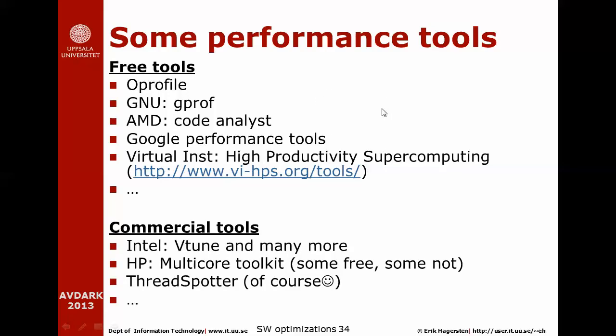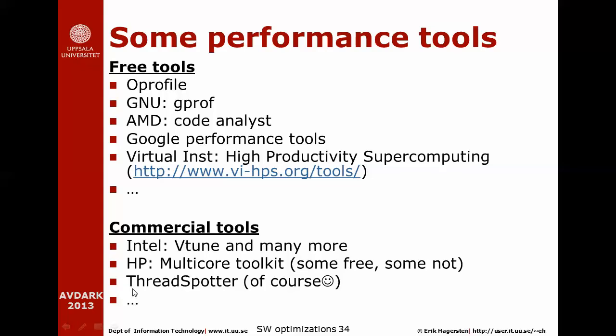There are also a number of commercial tools. Intel has a very popular tool called Vtune and many other performance tools, but specifically looking at cache optimization, Vtune would be the one to look for here. HP has put together what they call the multi-core toolkit, where they group lots of tools, some of them open tools and some of them commercial tools.